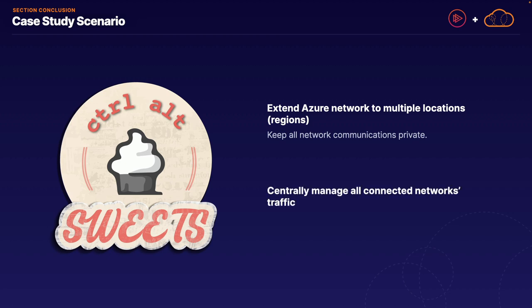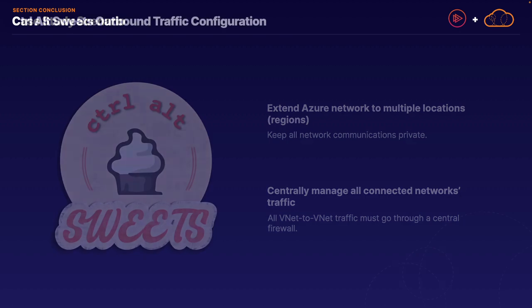Second, as our network implementation grows, we need to plan out how to centrally manage all of our different connected networks' traffic, in which we want all of our VNet to VNet traffic to go through a central firewall, regardless of where that traffic is originated from. With these scenarios in mind, let's go ahead and review how we can fulfill both these requirements.